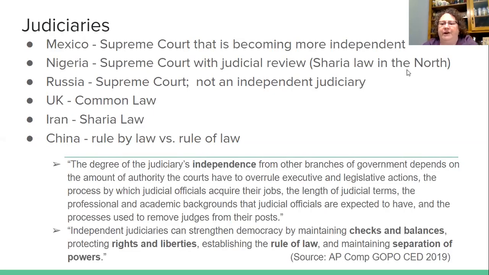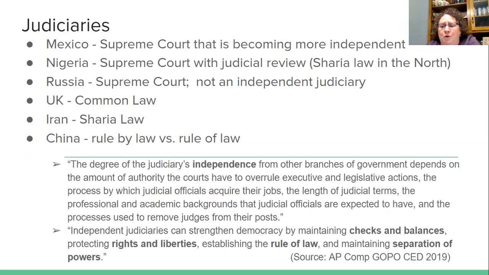So in our judiciaries, how all these connect to each other, Mexico has a Supreme Court and it is becoming more independent. The justices of the Supreme Court serve for 15 years. They don't serve for life like they do in the US. And up until a couple of presidents ago, they would all resign when the president stepped down, and when the new president came in, he would get to pick a new Supreme Court. So that definitely was not an independent judiciary.